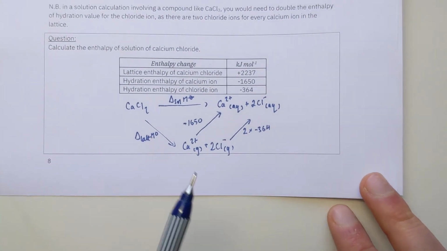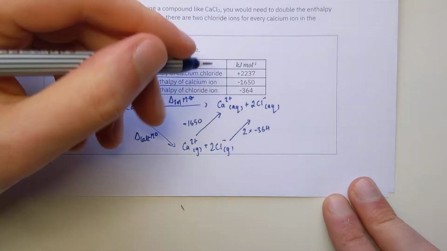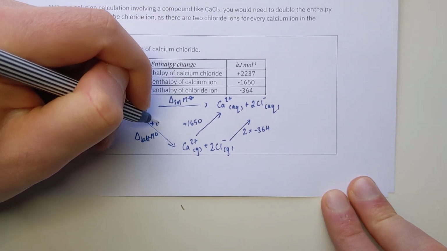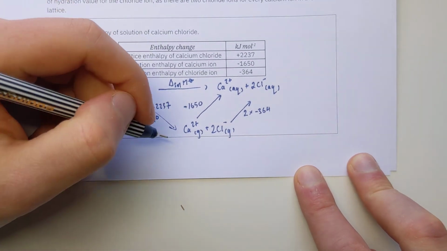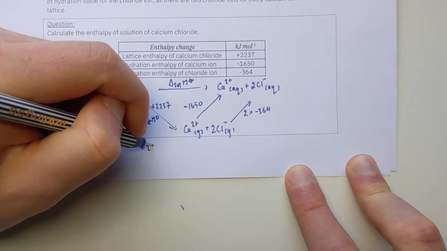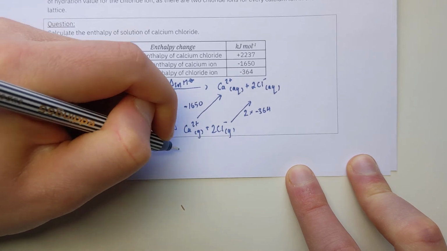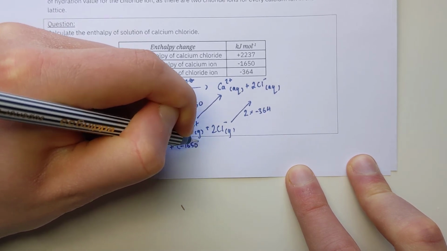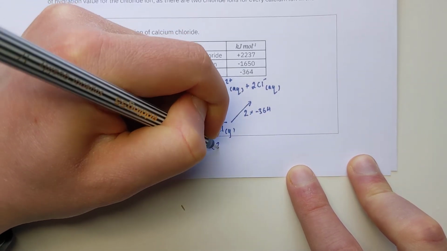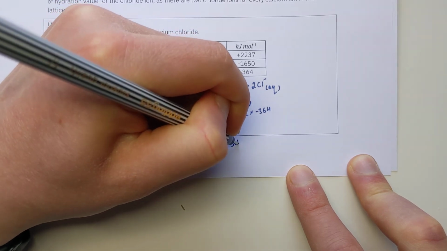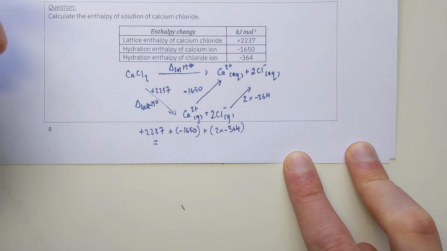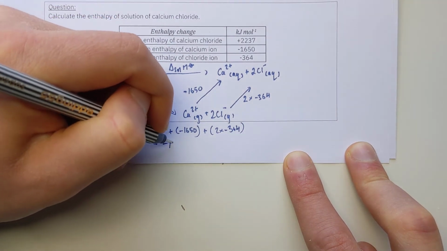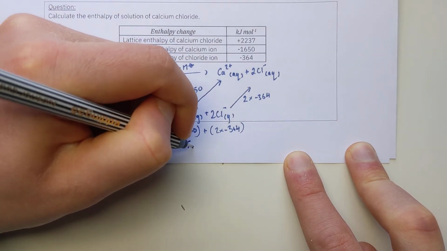Again, the sum isn't that much more difficult. I am just following values. Sorry, I should put the last enthalpy on, plus 2237. So I just need to add these values together. So all I get is plus 2237 plus minus 1650 plus 2 times minus 364. Again, just be careful with your pluses and minuses. Make sure you're not contradicting yourself, giving you a final answer of minus 141 kilojoules per mole.